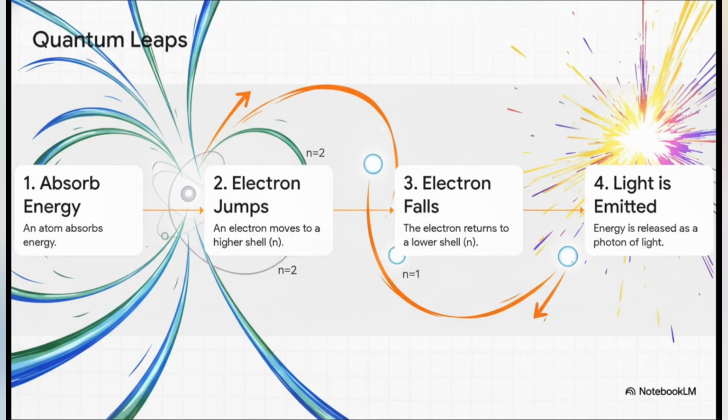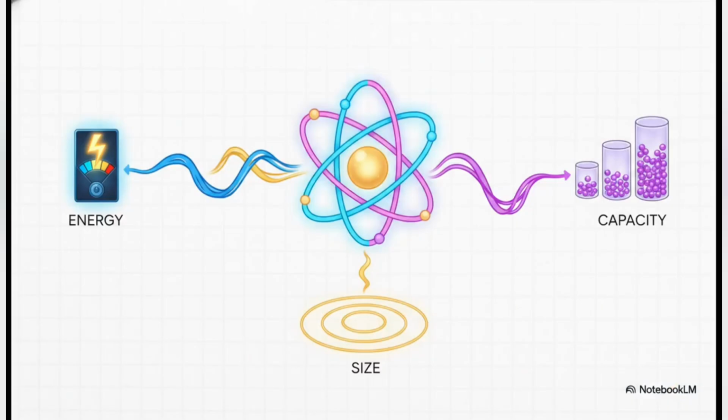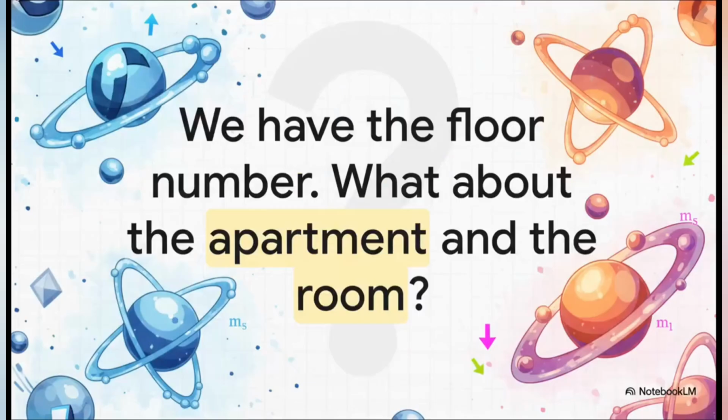It happens through something called a quantum leap. An electron literally jumps between floors. And the bigger the fall, the more energetic and colorful the light that's given off. So let's recap. n is the floor number. It tells us about energy, size, and capacity. We found the floor, sure, but what about the apartment, the room, and even the person inside?